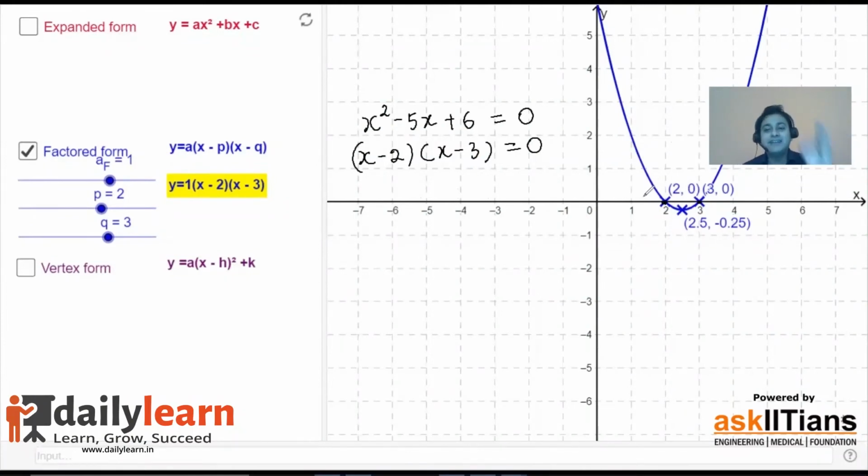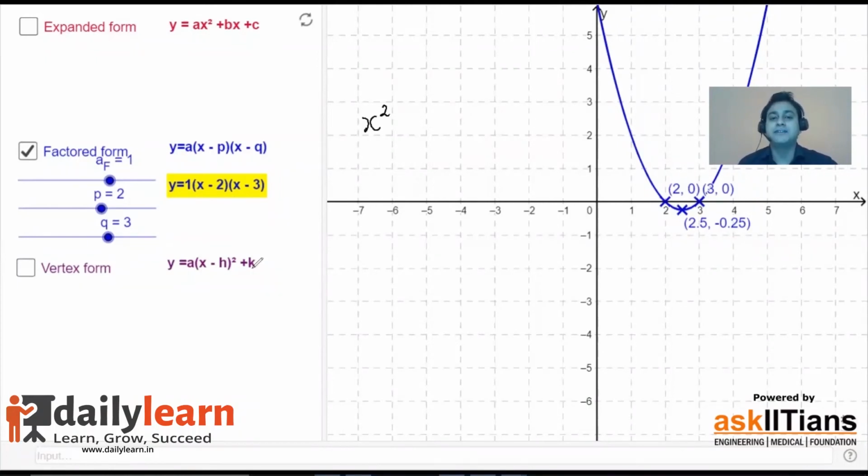So we can very well say that, obviously, as our a is greater than 0, this graph is upward facing. Moreover, 2 and 3 are the points where this is attaining 0, and that is nothing but the zero of the polynomial, and the graph will cut the x-axis at (2, 0) and (3, 0) respectively. So this is what we call the factored form.